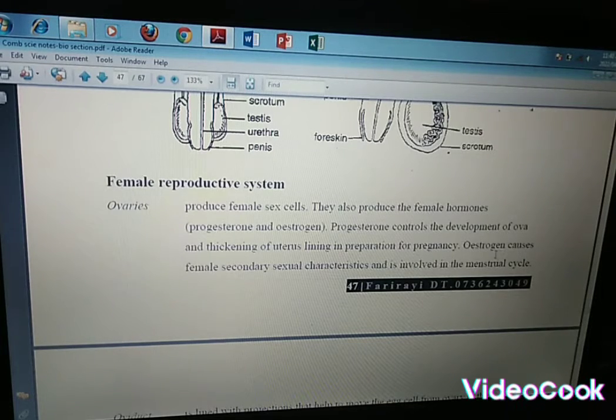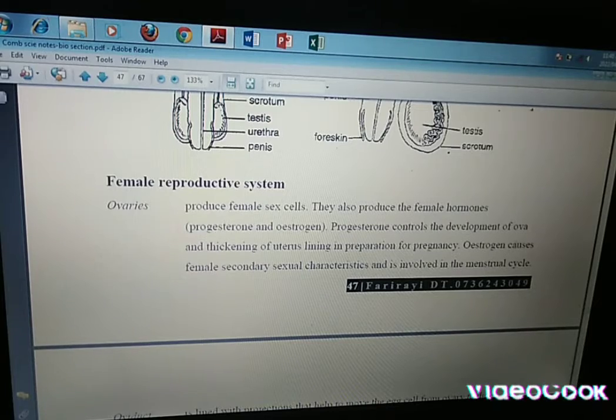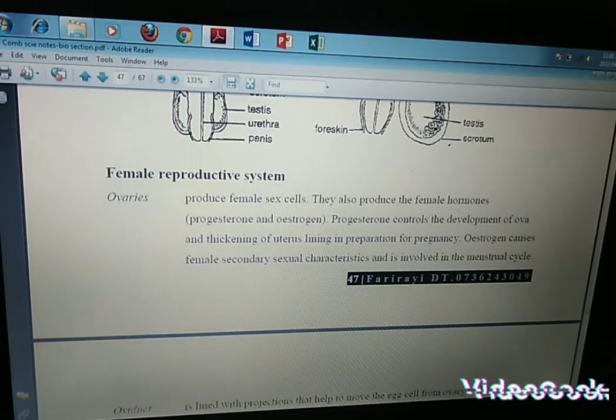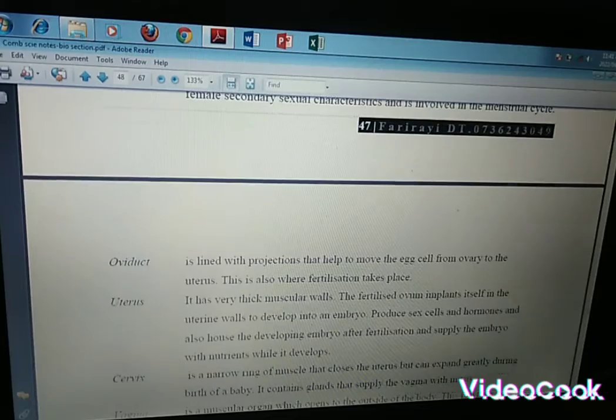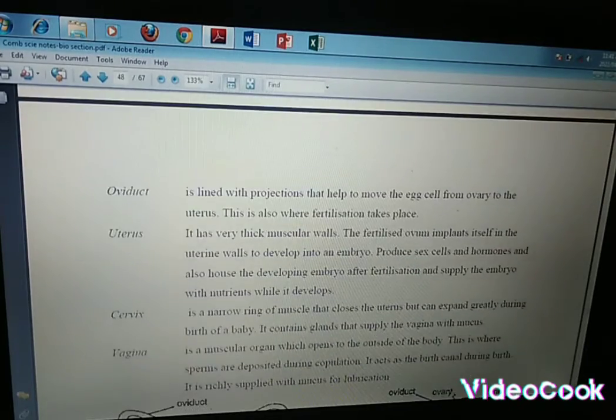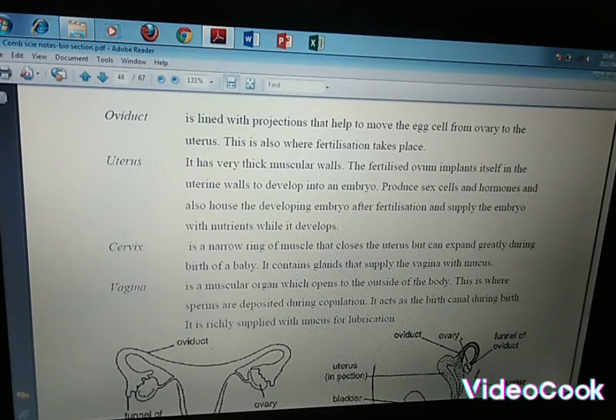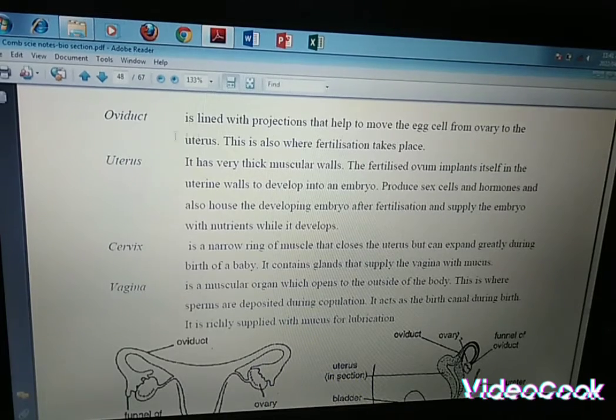Your body is always preparing for pregnancy. If pregnancy does not take place, then menstruation will follow. Estrogen causes female secondary sexual characteristics and is also involved in the menstrual cycle. The female secondary characteristics are the ones when we are talking of the development from being a girl to becoming a woman. All those developments are due to the hormones that are secreted by the ovaries, right?